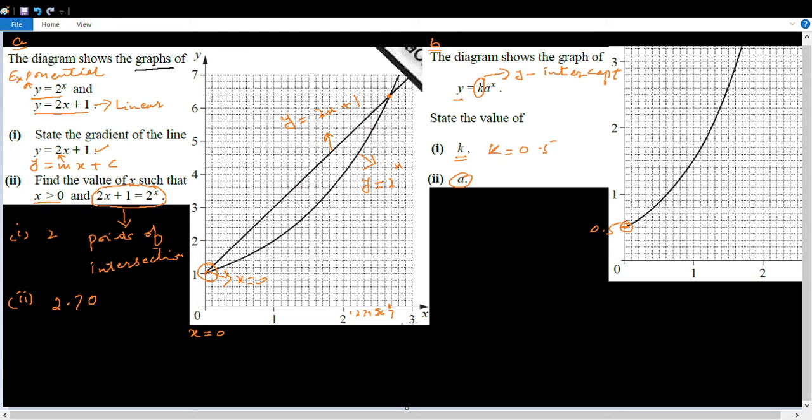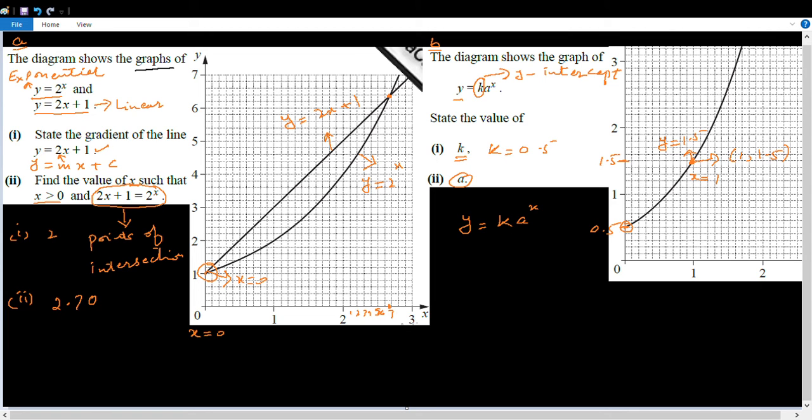Now we have to find out the value of a. This is the equation, y is equal to k a^x. Now quickly find a point where you can easily see the coordinates. If we take this point on the graph, here the value of x will be 1, and the y will be 1.5. So the point will be 1 comma 1.5.